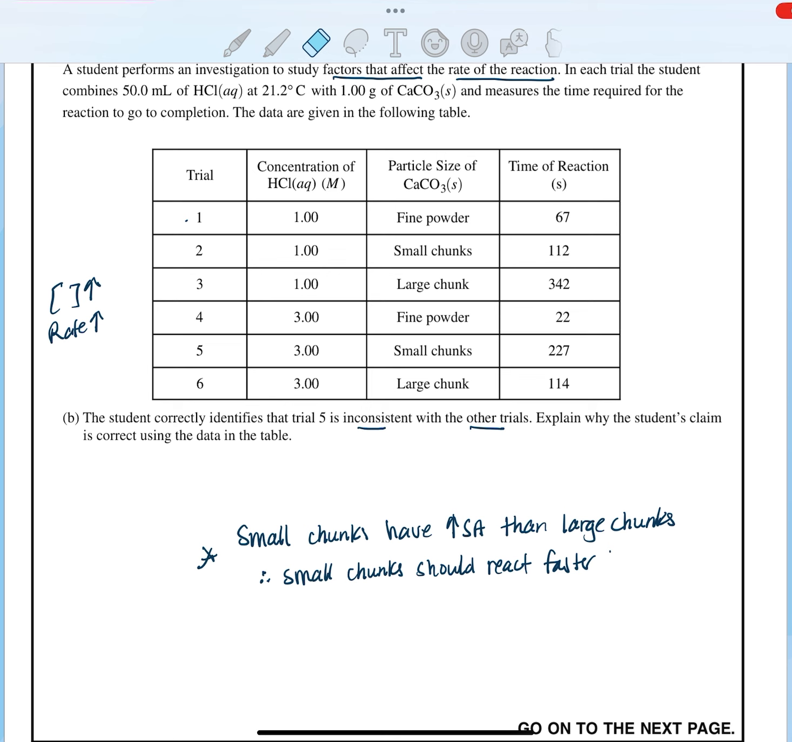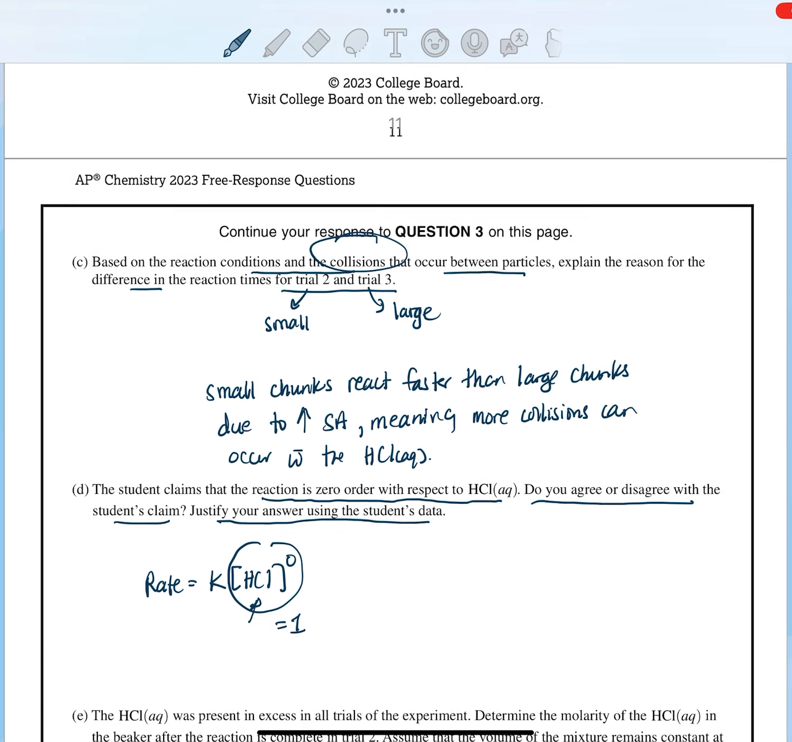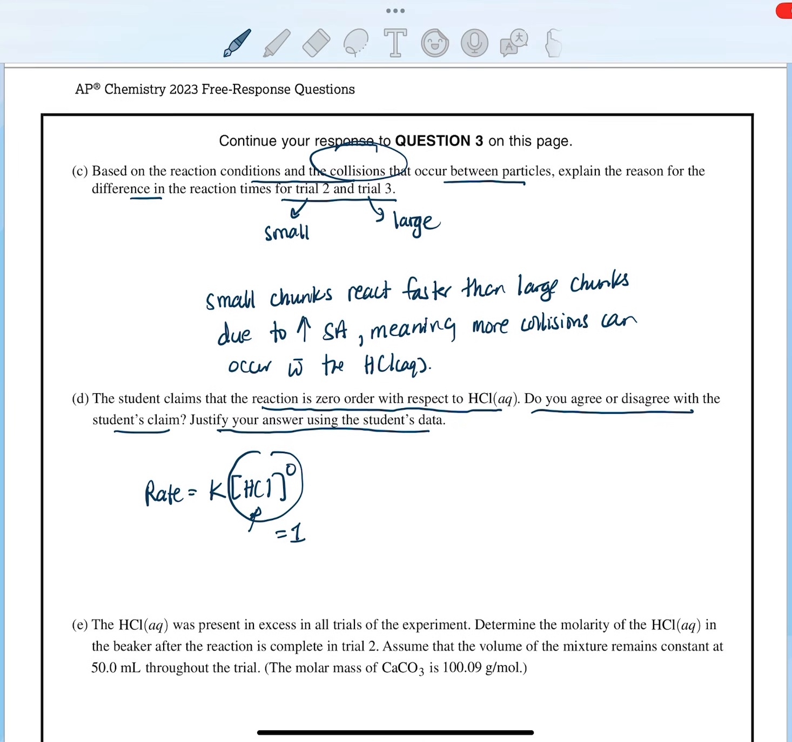You can see from this data table that when you have 1 mole per liter at the fine powder, so let's look at this when the particle size is constant. When you have 1 mole per liter, it was 67 seconds. When you have 3 moles per liter, it was 22 seconds. I can see that the time of reaction shortened, or in other words, the rate went up when I increased the concentration. So HCl cannot be 0 order, so we're going to say disagree.